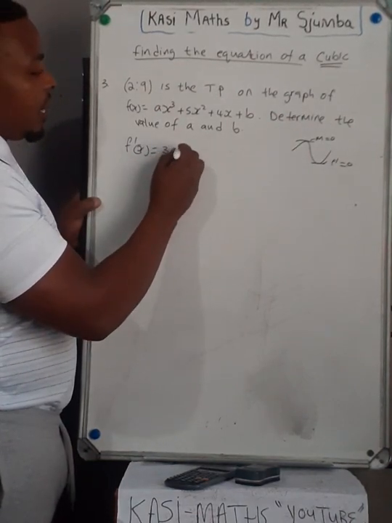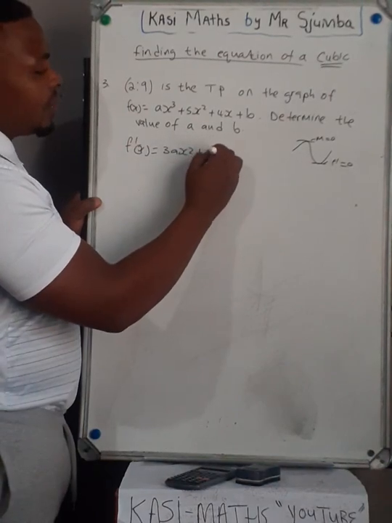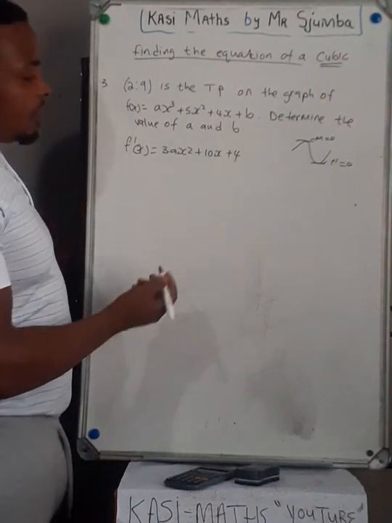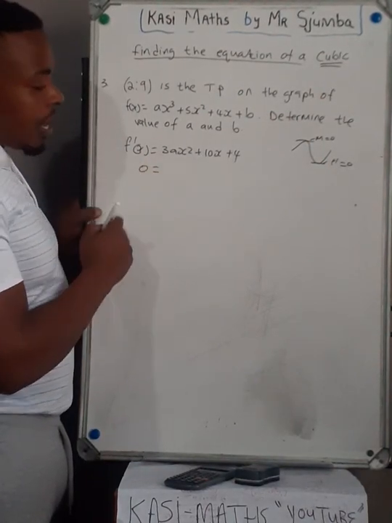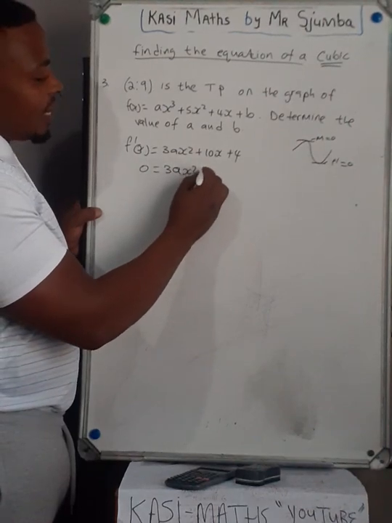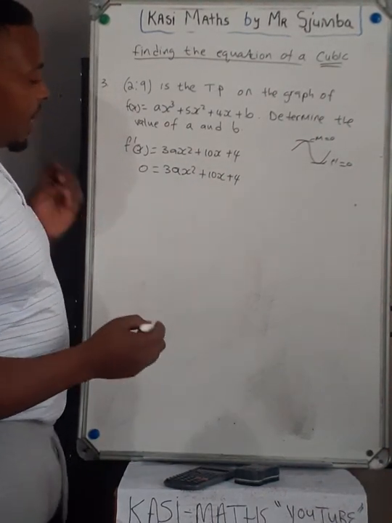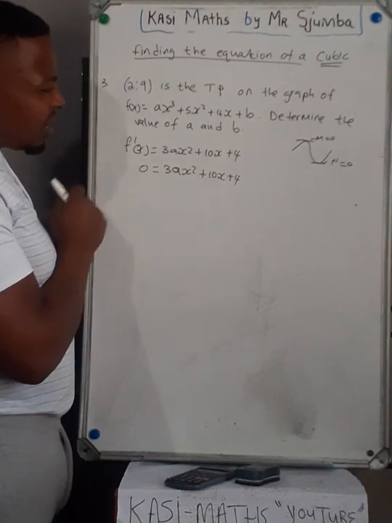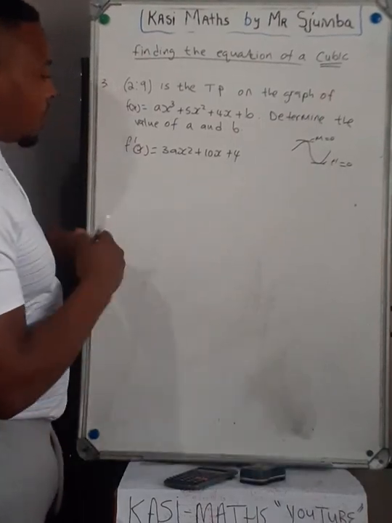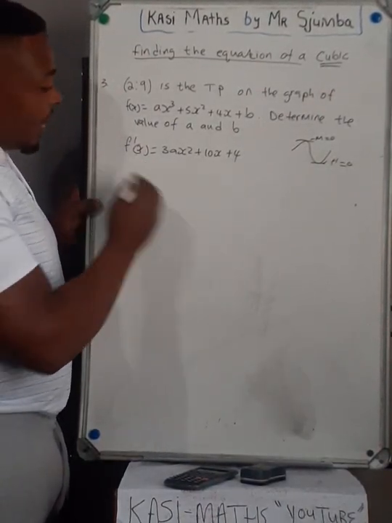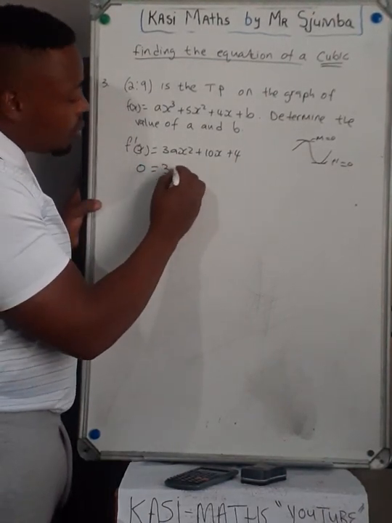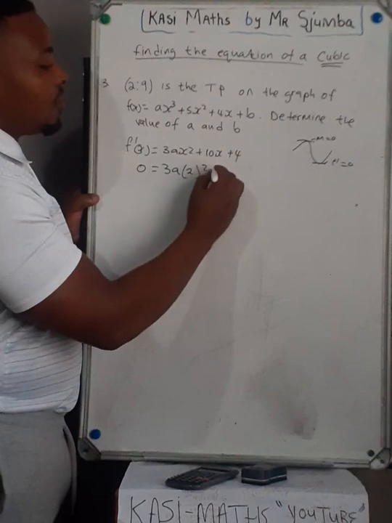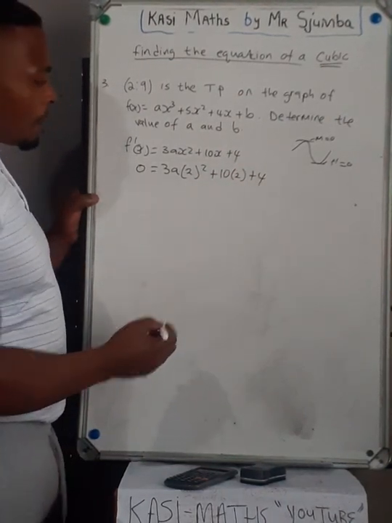Deriving gives 3a x squared plus 10x plus 4. If we replace f prime with 0, we know the x value, and we will get the value of a. If we make the derivative 0, we know that where the derivative is 0, the x value is what? It is 2. So in place of x we put 2, and in place of x we put 2 here as well. Then we can simplify.